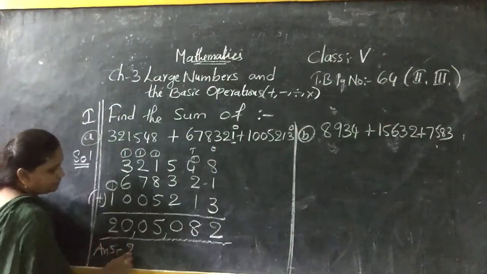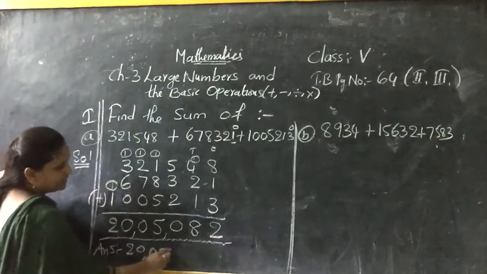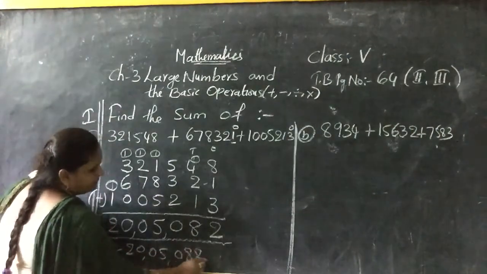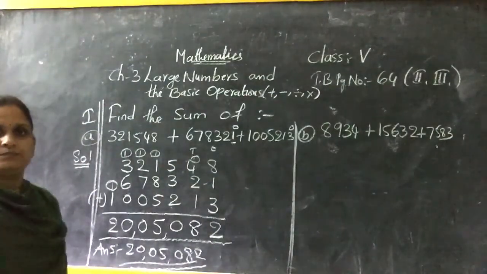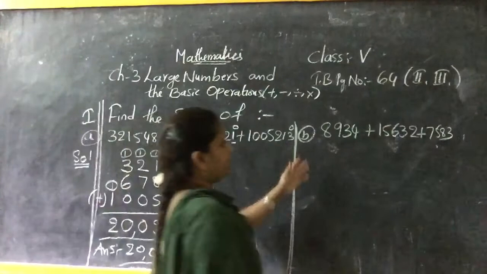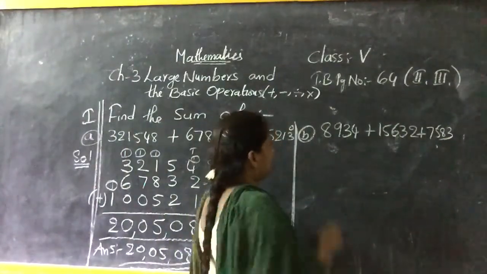How much did we get? 20 lakhs 5,082. Okay, 20 lakhs 5,082. Now, the second one. Same. What is it?